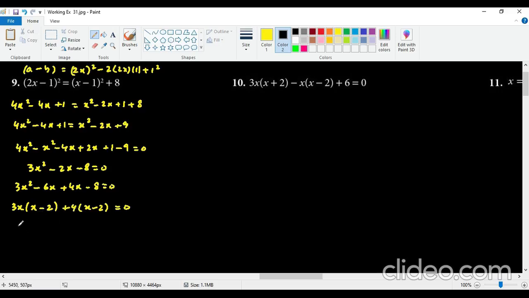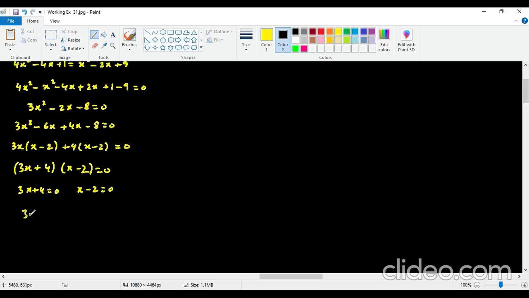So 3x plus 4 equals, in one bracket, and x minus 2 is in another bracket. So 3x plus 4 equals 0, and x minus 2 also equals 0. That means 3x will be equal to negative 4, and x equals positive 2. So x will be equal to negative 4 over 3, which is negative 1 whole 1 over 3. So these are the two values of x. First is 2, and second is minus 1 over 3.